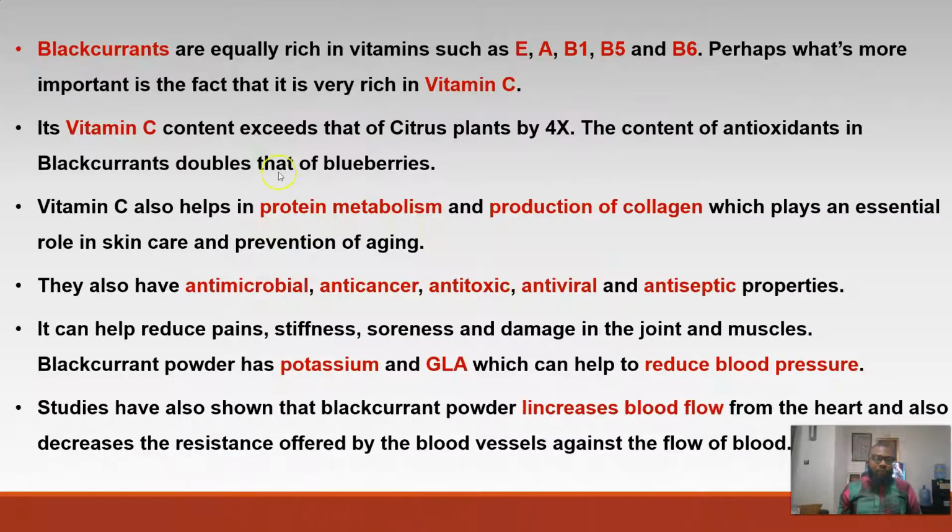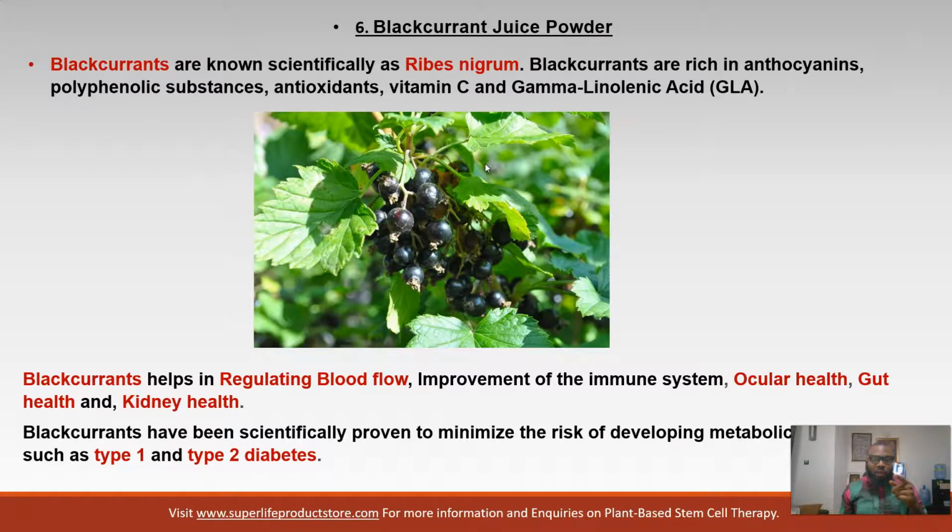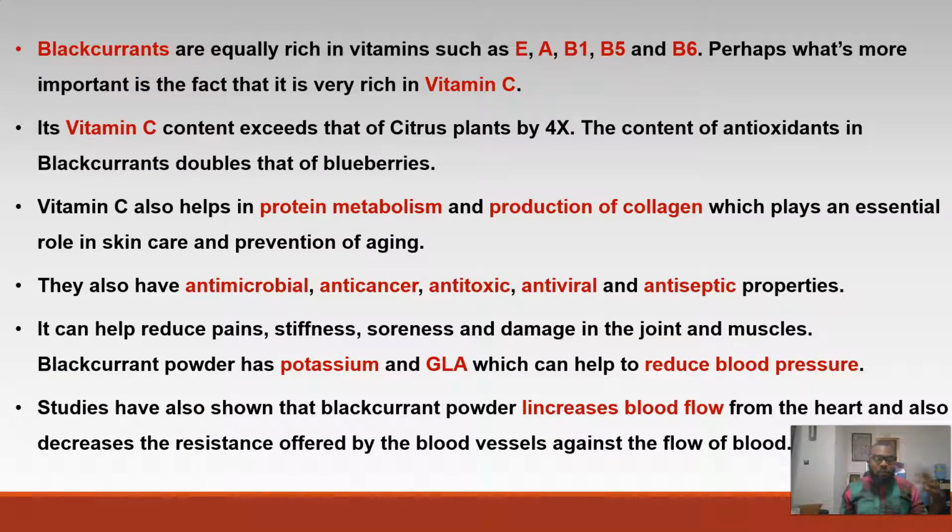And then these are basically just many functions of the blackcurrant. They are rich in vitamins E, A, B1, B5, and B6. Perhaps what's more important is the fact that it is very rich in vitamin C. The vitamin C content in this blackcurrant is more than what you find in the orange. It's 4 times more than what you find in the orange, the grapes, the lemons, and all of that.